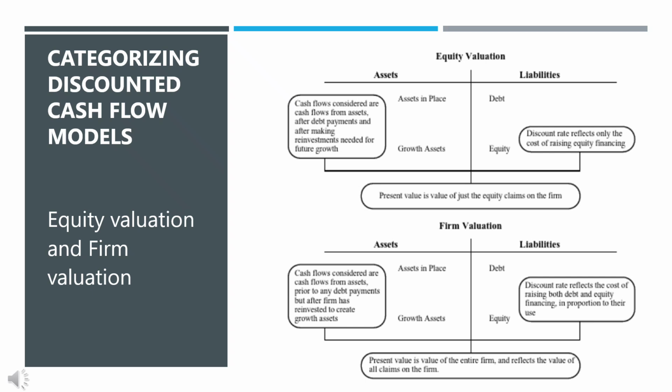The value of equity is obtained by discounting expected cash flows to equity at the cost of equity. The dividend discount model is a special case of equity valuation, where the value of equity is the present value of expected future dividends. The value of the firm is obtained by discounting expected cash flows to the firm at the weighted average cost of capital, WACC, which is the cost of the different components of financing used by the firm, weighted by their market value proportions.